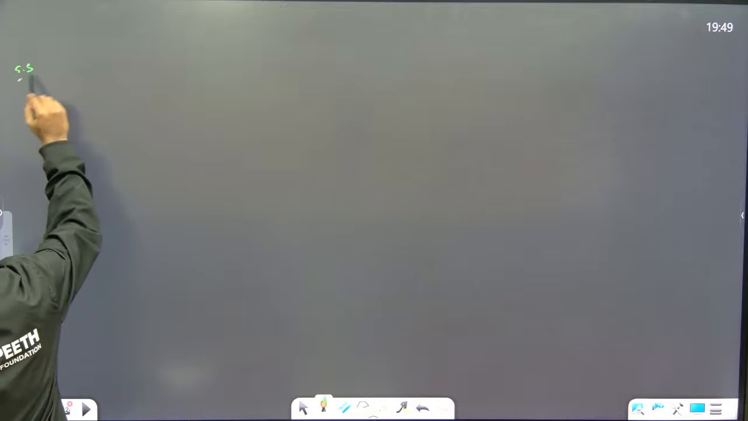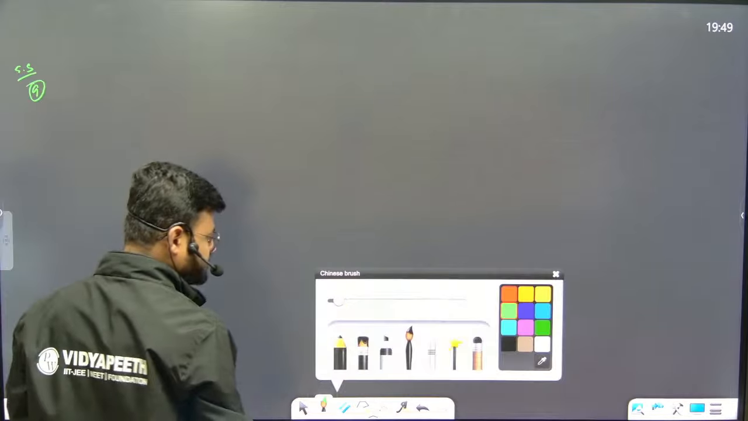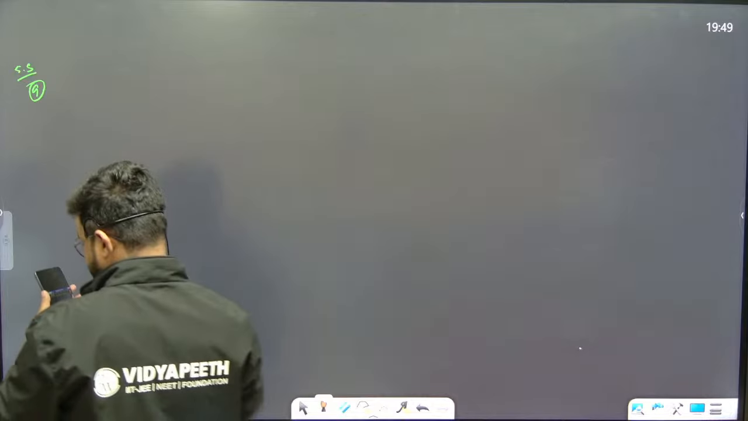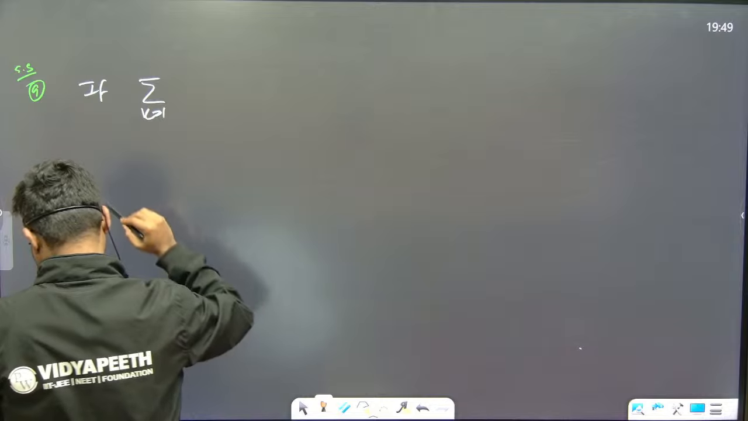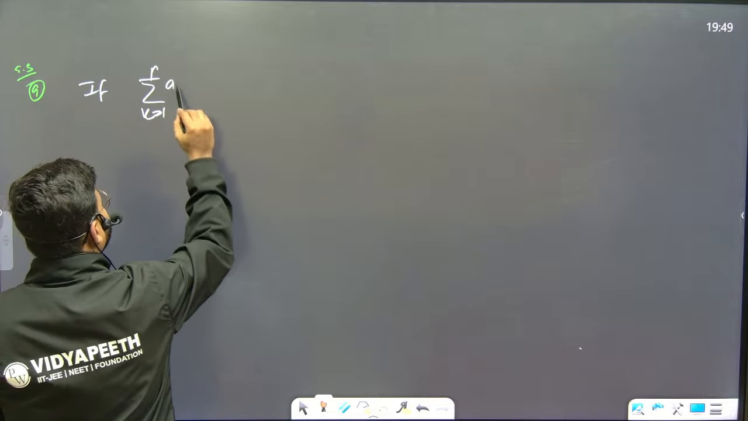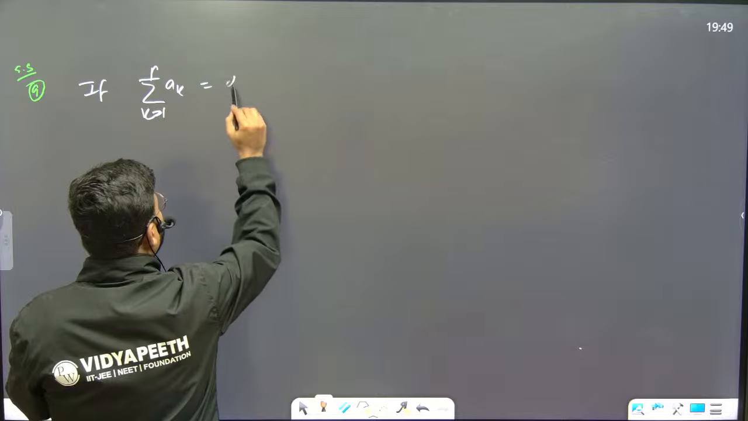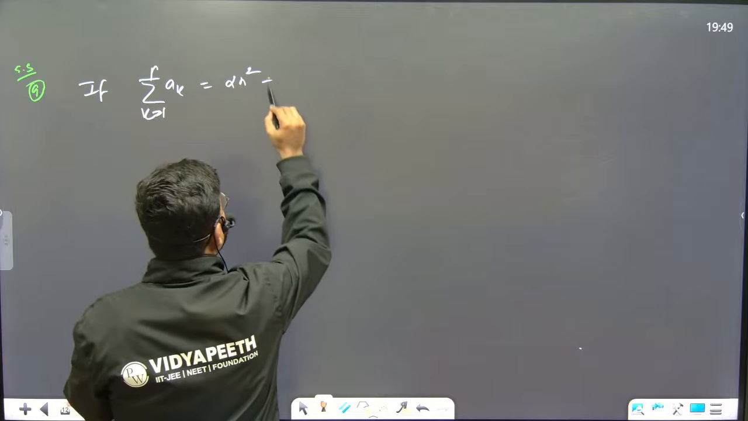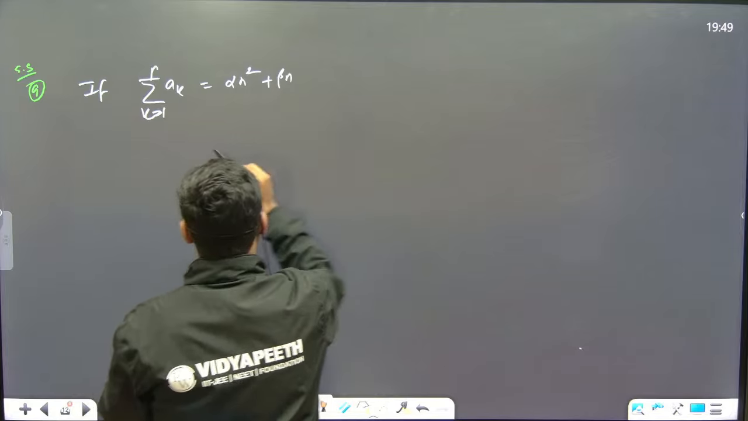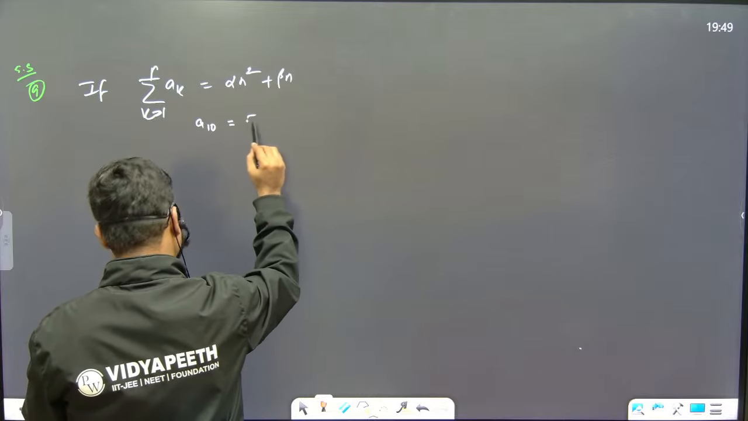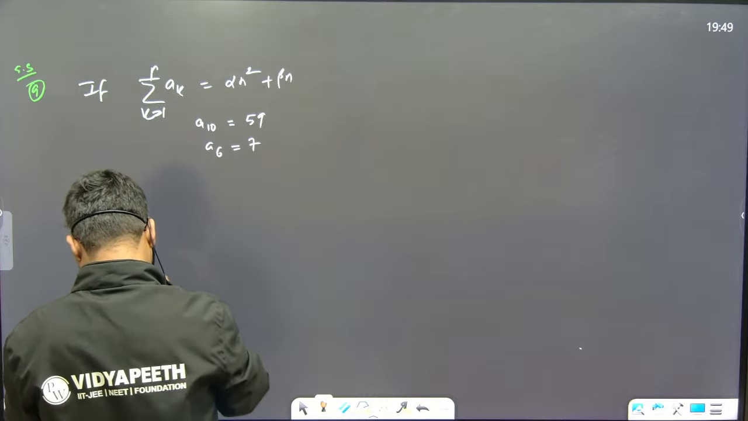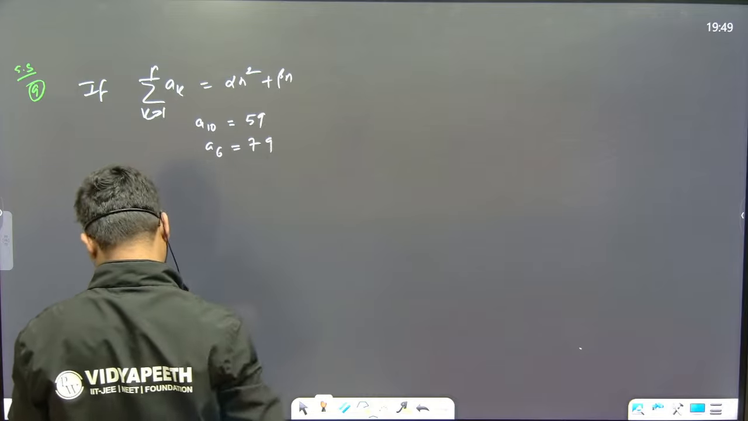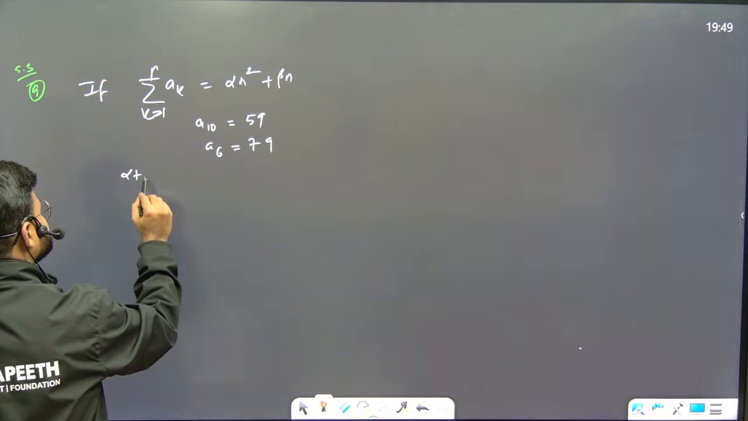So again, this question came from the sequence and series chapter. A very easy question, right? So let's see what the question is. If the summation of ak from k equal to 1 till n is equal to alpha n square plus beta n, and it is given that the value of a10 is 59 and the value of a6 is 79, what is the value of alpha plus beta?